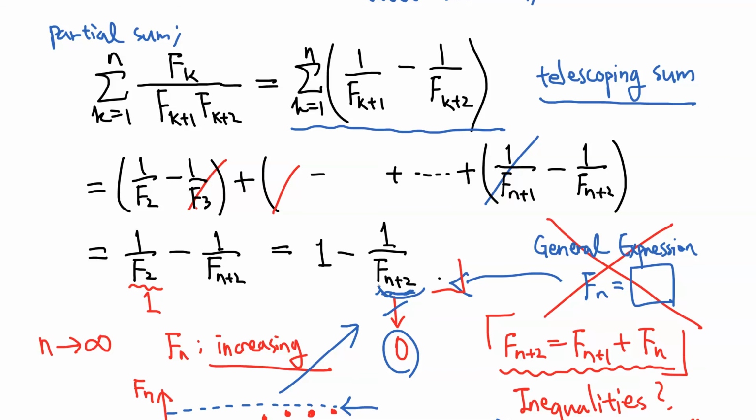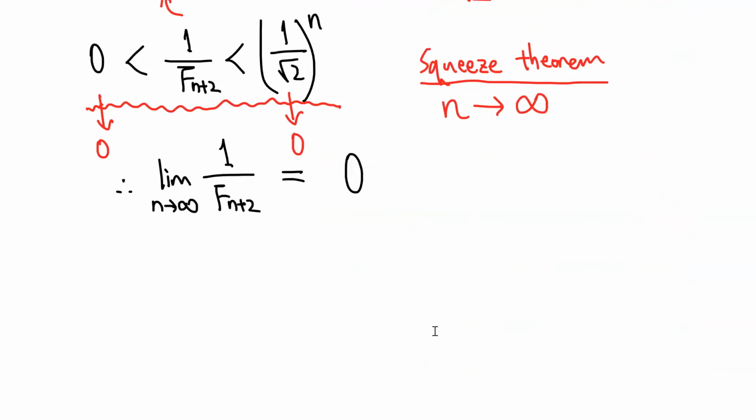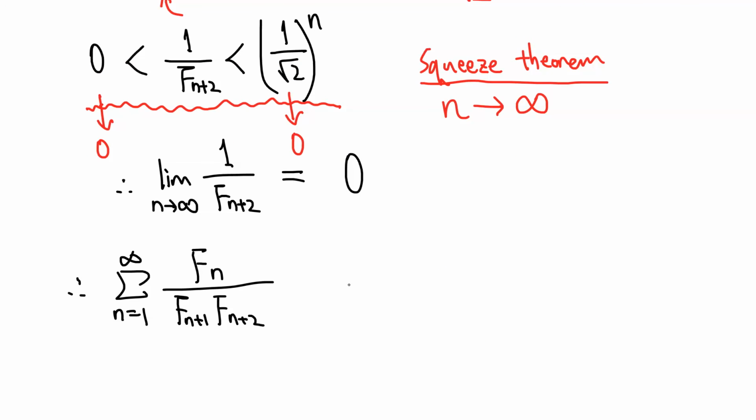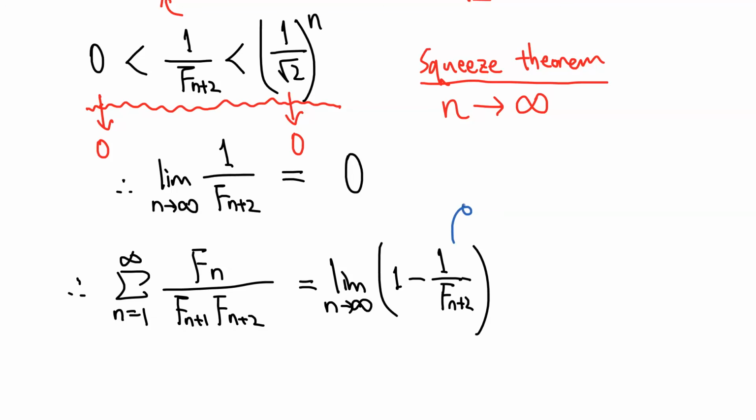Alright, so with that, we have indeed logically proved that this reciprocal term approaches zero. So now we can finally compute the infinite sum. So the sum of this infinite series is simply taking the limit of this partial sum, and using that this term approaches zero, we have 1. And that is our answer.